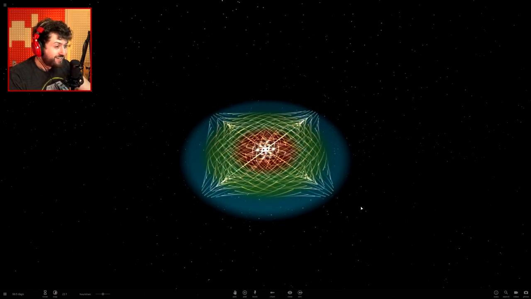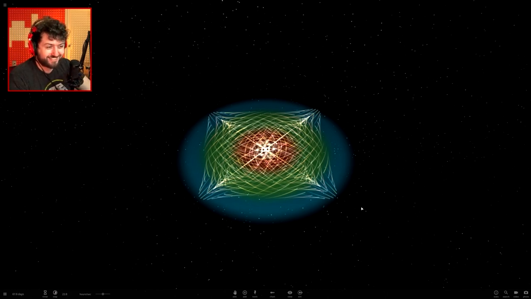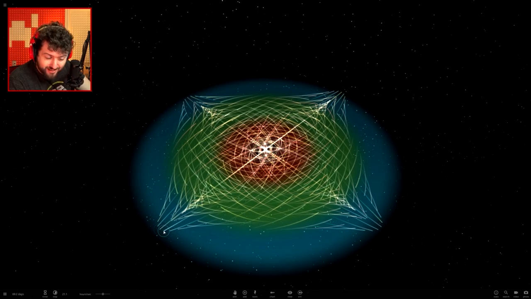What? We turned the solar system into a rhombus or a square. It's a square solar system. Is this just going to extend out? These might have completely deorbited. How long can this last?